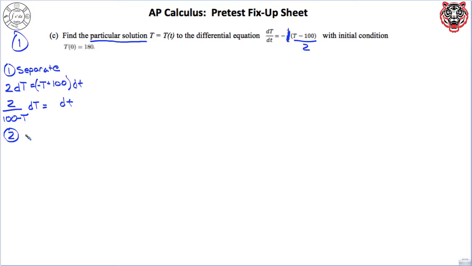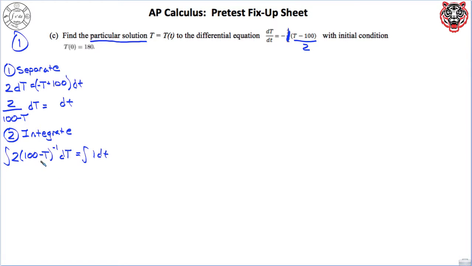For step 2, we need to integrate. So integrating both of these, integrate the left. I don't like fractions, so I anti-quotient it by bringing this denominator up to the numerator and making it to the power of -1. So it's going to be a 2 times 100 minus capital T, all of this to the power of -1. And don't forget our d capital T, and that's going to be equal to the integral of, we can say a 1 dt there if you don't like not having a 1. All right, so now we have to go on the left.